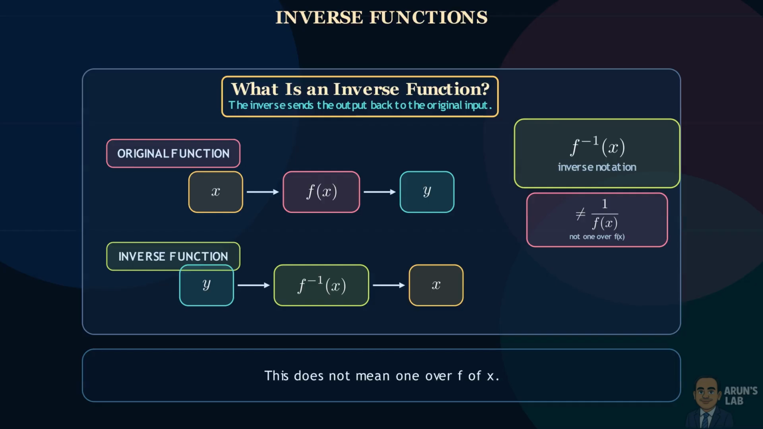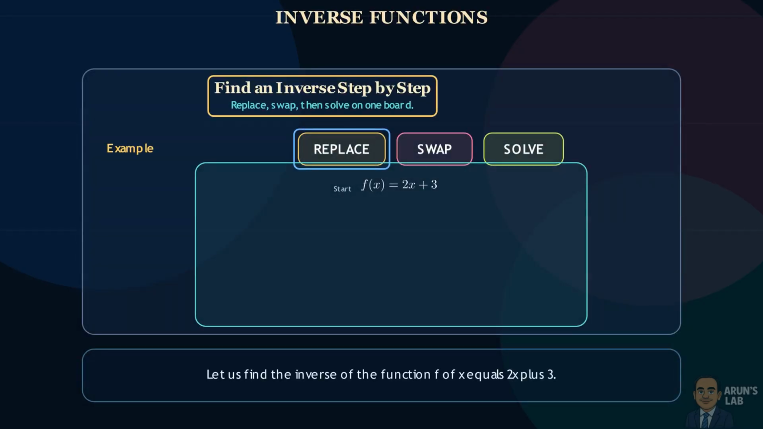We write the inverse as f inverse of x. This does not mean 1 over f of x. It means the inverse function. Let's find the inverse of a function.